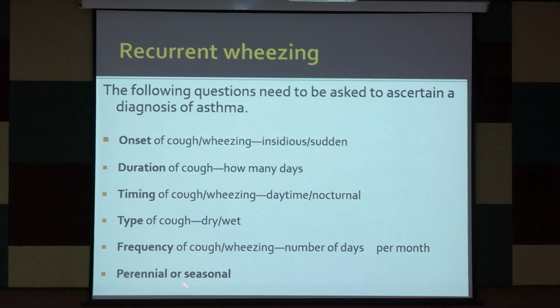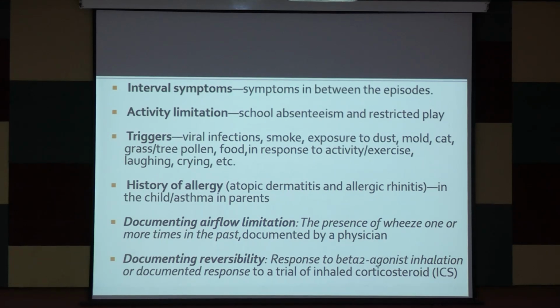And is it perennial or seasonal? Is it throughout the year, or does it have a particular seasonal variation? Interval, so how the child is in between the episodes. I have told that in case of wheeze, the child will be absolutely normal in between the episodes. And activity limitation: whether the child needs some school absenteeism or restricted play or not.